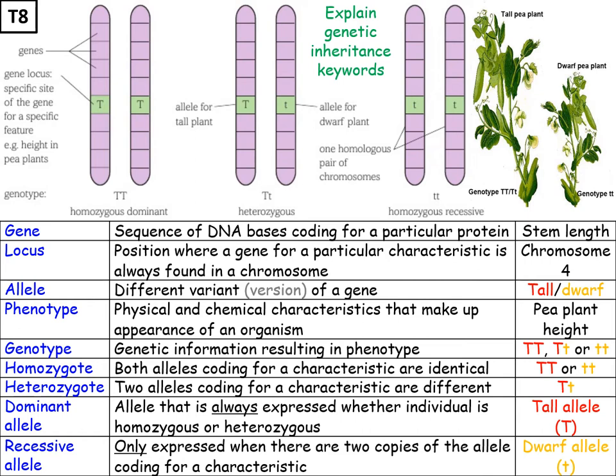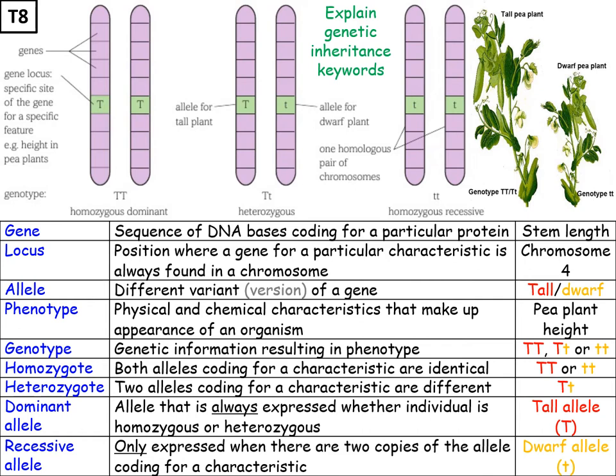The phenotype is what you physically or chemically express in an organism. So the characteristics, whether they're physical or chemical, that make up the appearance of an organism. So in this case, we're talking about the pea plant height. That would be the physical expression from the stem length gene. Whereas the genotype would be the genetic information that is in the alleles that results in the phenotype.